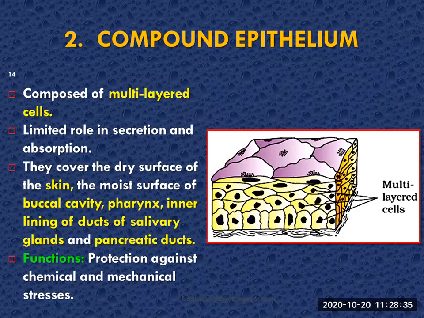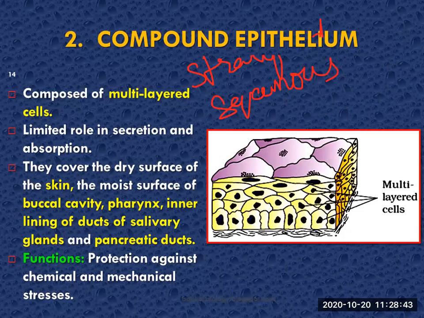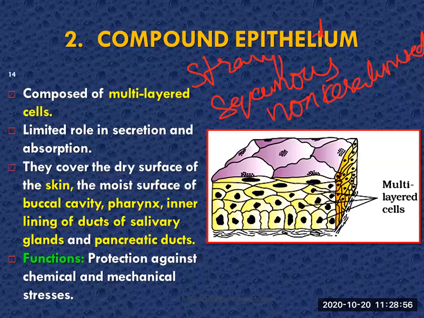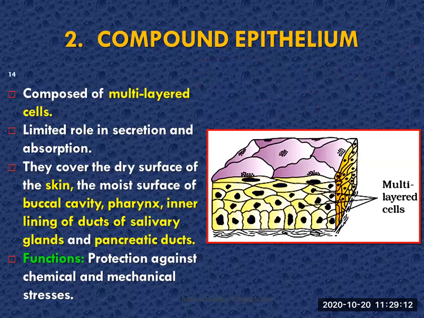Okay. Next, stratified squamous non-keratinized epithelium. In case of stratified squamous non-keratinized epithelium, the uppermost layer is squamous as usual, and they don't die, no keratinization. So where do you see this? On the moist surface of the buccal cavity and pharynx, we can see this particular stratified squamous non-keratinized.